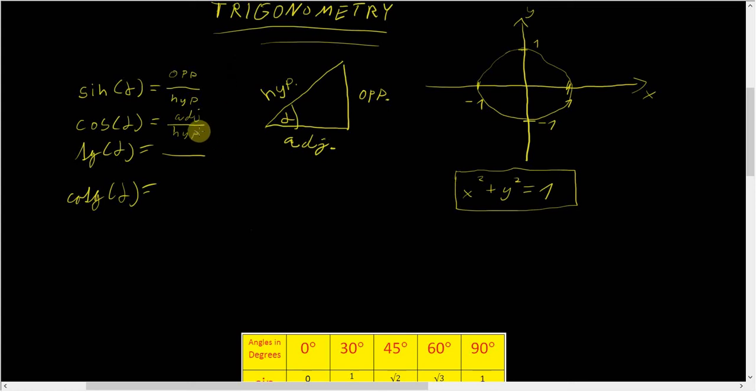Hello, today I'm going to speak to you about trigonometry. So we're going to learn about the trigonometric functions and how to use them and also their values.